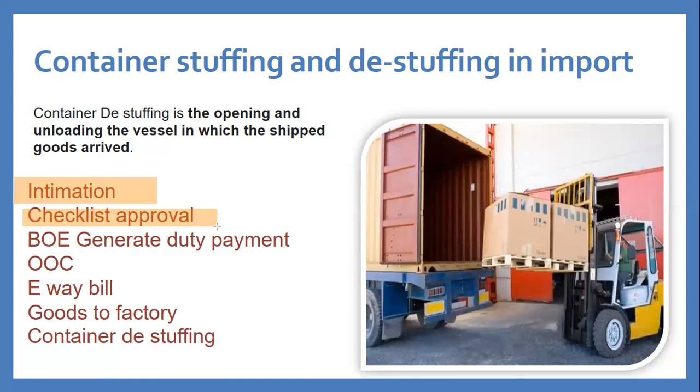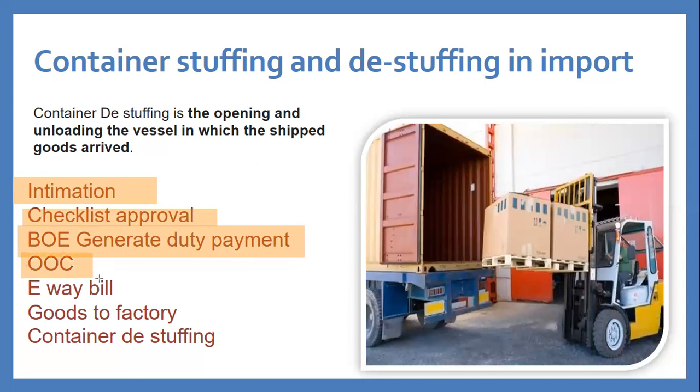After approving the checklist, the next step is bill of entry generation and duty payment. Once we approve the checklist, the bill of entry is generated in the system, and the custom duty needs to be paid. After payment of the custom duty, we get the out of charge. Out of charge means we can now take the goods into our custody. Before the payment of custom duty, the goods are under the custody of customs.